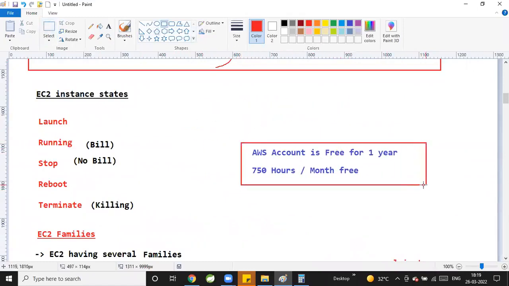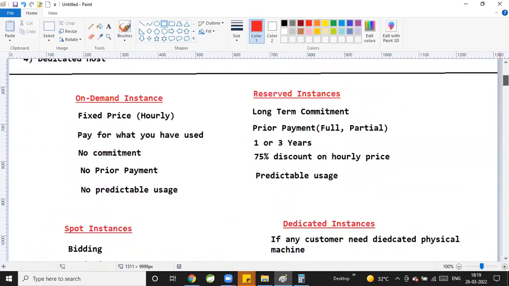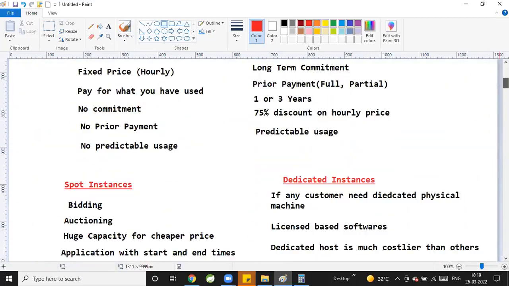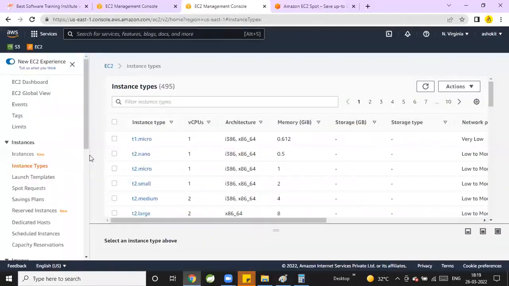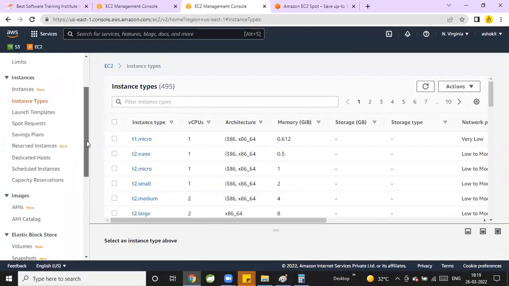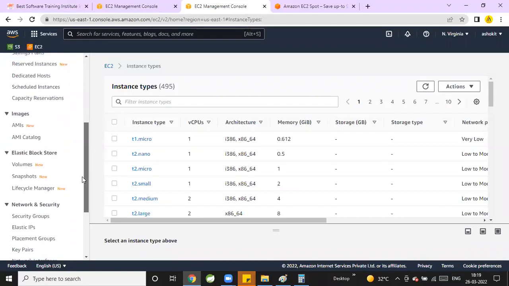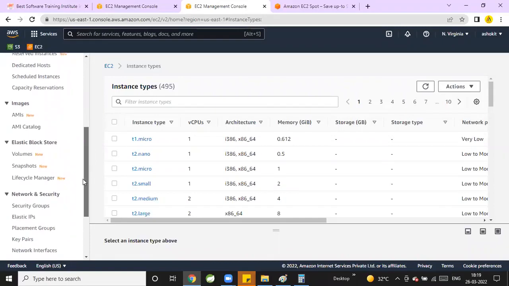Are you guys clear with my point? Very good. Next one. In EC2 instances, we need to talk about one concept called volumes. Volumes are available, and snapshots are available.